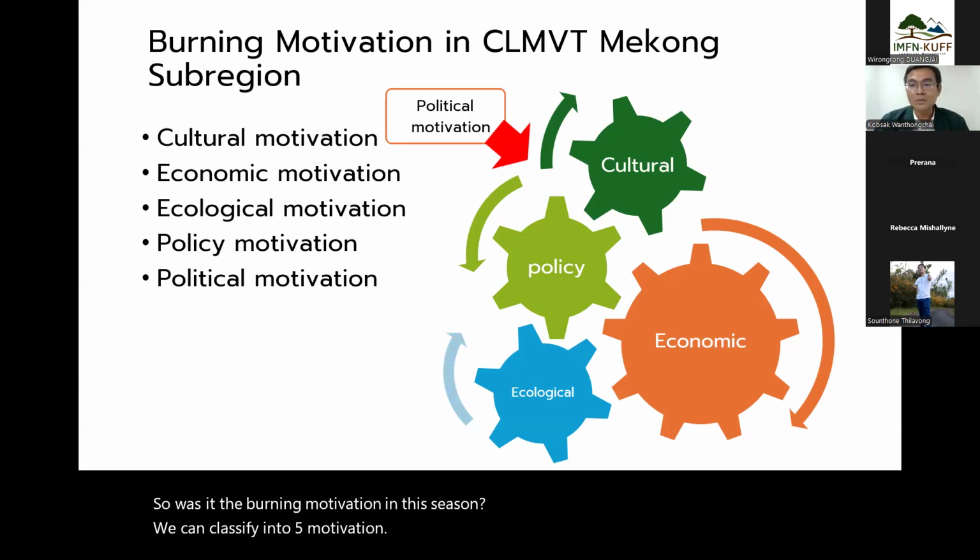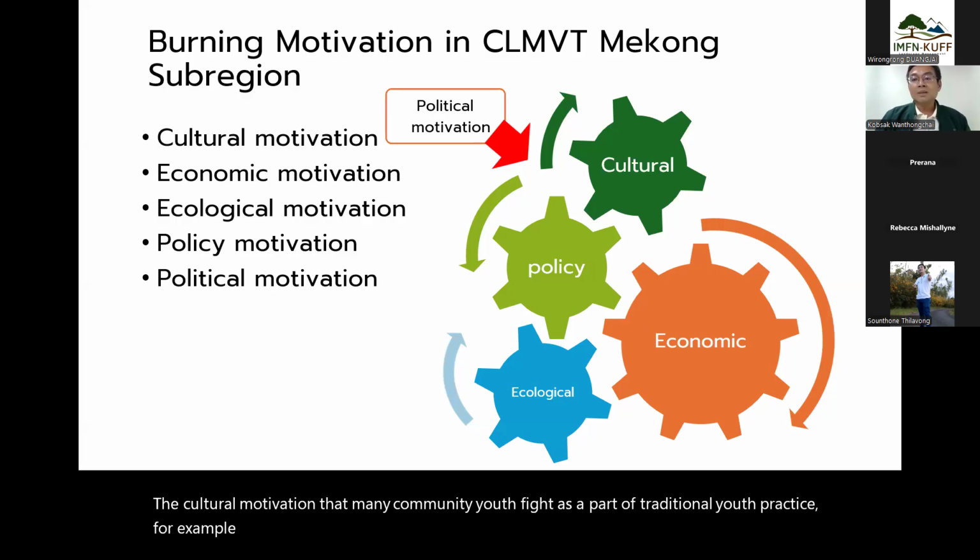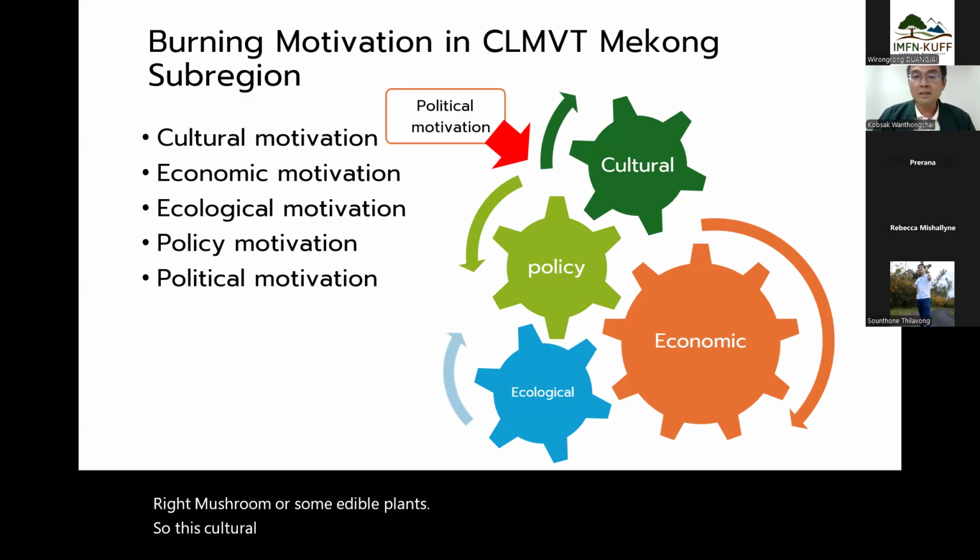The cultural motivation: many communities use fire as a part of traditional practice. For example, rotational farming, ceremonial burning, and stimulating growth of forest products like mushrooms or some edible plants. So this cultural use of fire is embedded in local knowledge and identities.